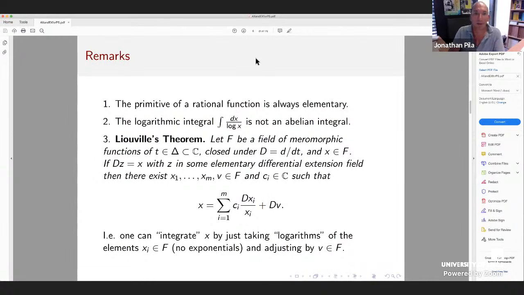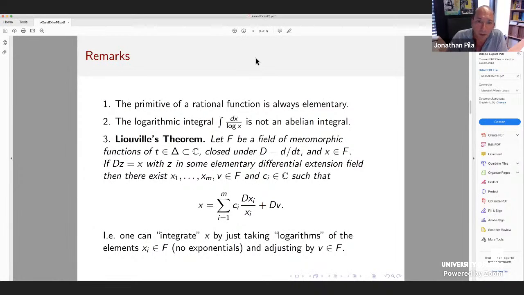So some remarks. Firstly, of course, the primitive of a rational function is always elementary. That is the method of partial fractions that we all have fun with in high school. The logarithmic integral is not an abelian integral because it's not the integral of an algebraic function.